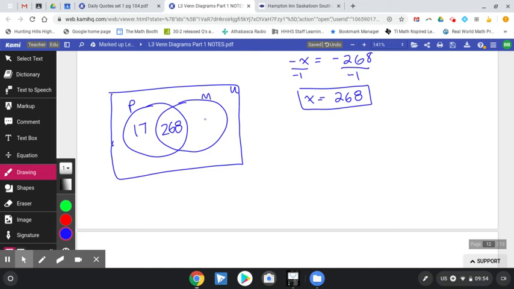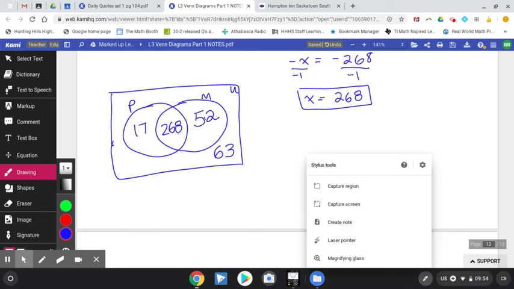For this section, I do 320 subtract 268 to get 52. So there are 52 households that have an MFP, but not a PVR. And then we already had our 63 on the outside. So here's our completed Venn diagram.